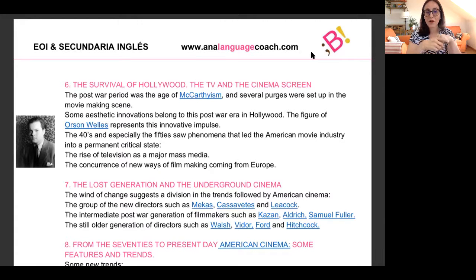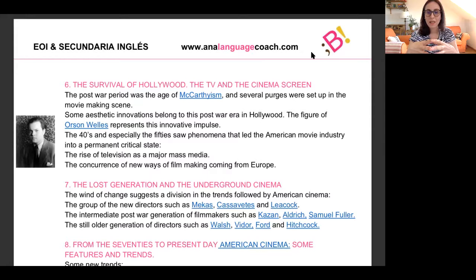Some aesthetic innovations belong to this post-war era in Hollywood. The figure of Orson Welles represents this innovative impulse. The 40s and especially the 50s saw phenomena that led the American movie industry into a permanent critical state. This rise of television as a major mass media. Again, now suddenly it's TV, so now everything has to change a little bit. The concurrence of new ways of filmmaking coming from Europe.